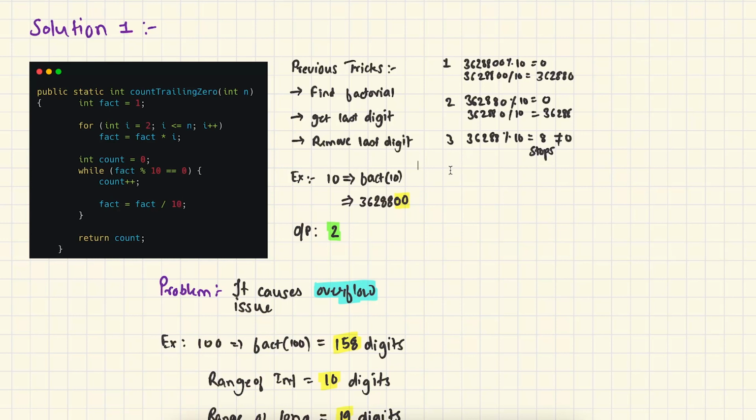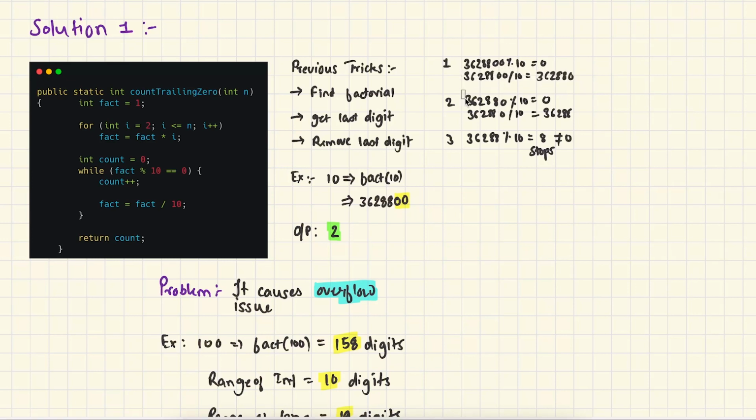So let's understand this with an example. Let's say we have 3628800 as the factorial of 10. In the first iteration we get the last digit by doing modulus with 10, we get 0, the condition becomes true and we get into the loop, and we simply increment the count by 1, and at the same time we remove the last 0 by dividing this number by 10. So now we have 362880.